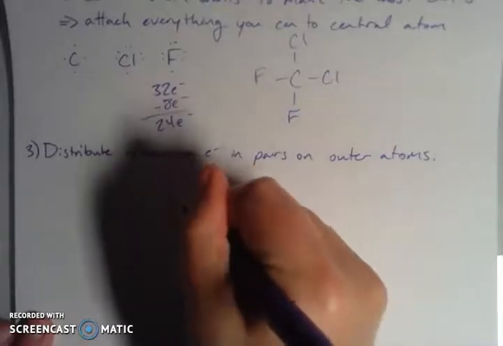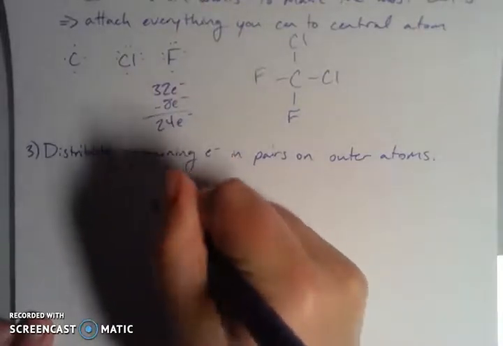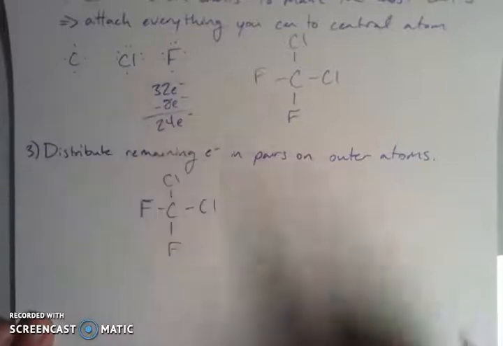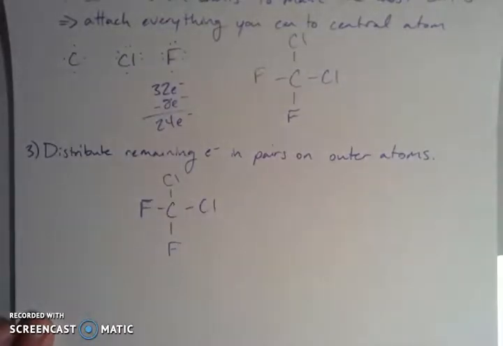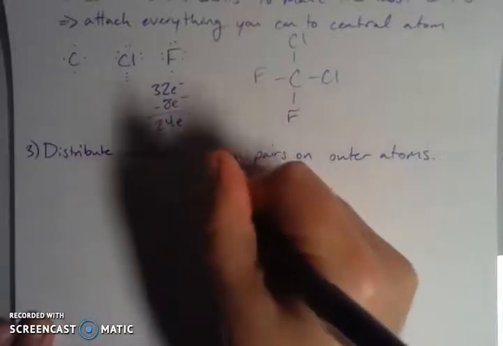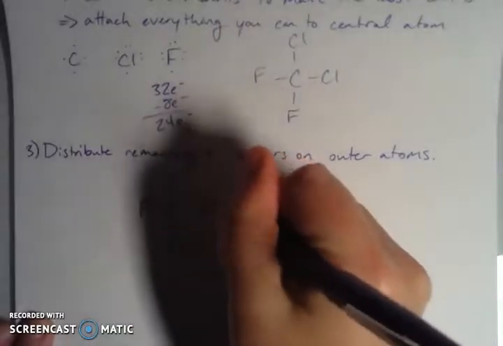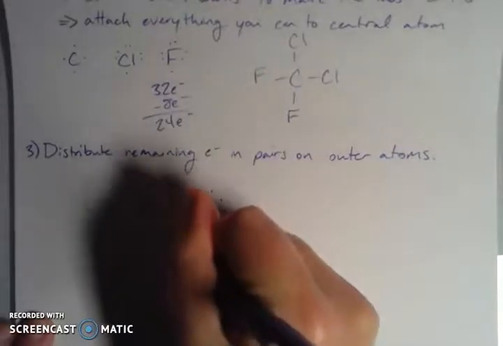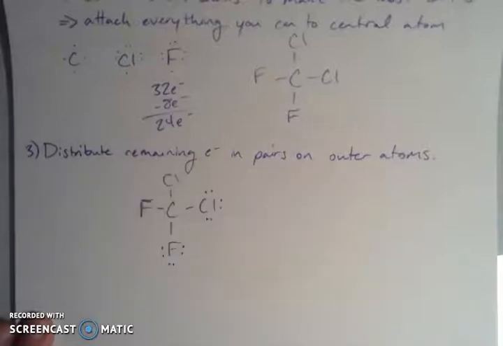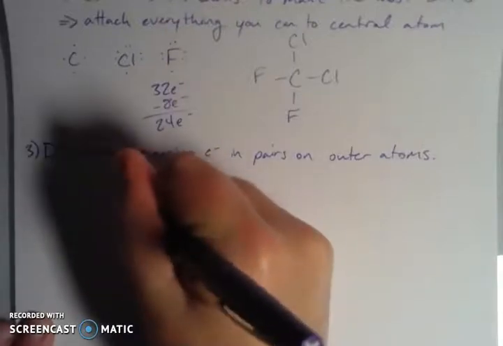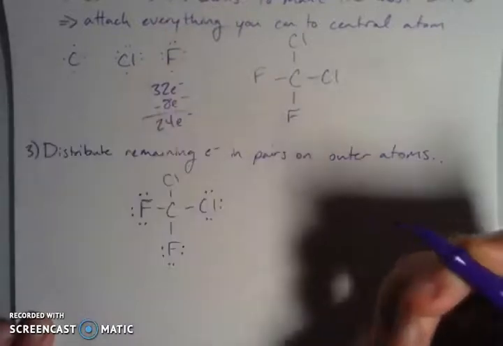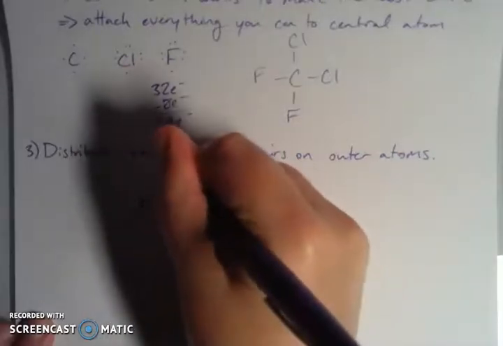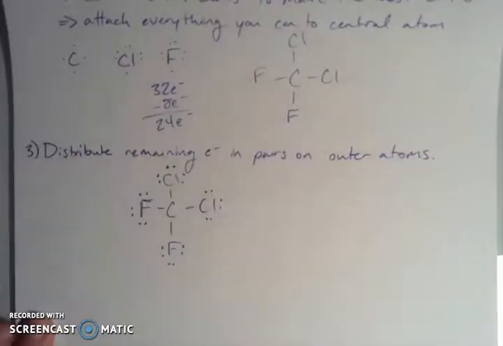So if we're looking here at my structure, there's the 8 that I've already used. I have 24 electrons to use. That's 12 pairs. So I'm going to put 2, 4, 6 on that chlorine, 2, 4, 6 on this fluorine, 2, 4, 6 on this fluorine, 2, 4, 6 on this chlorine.